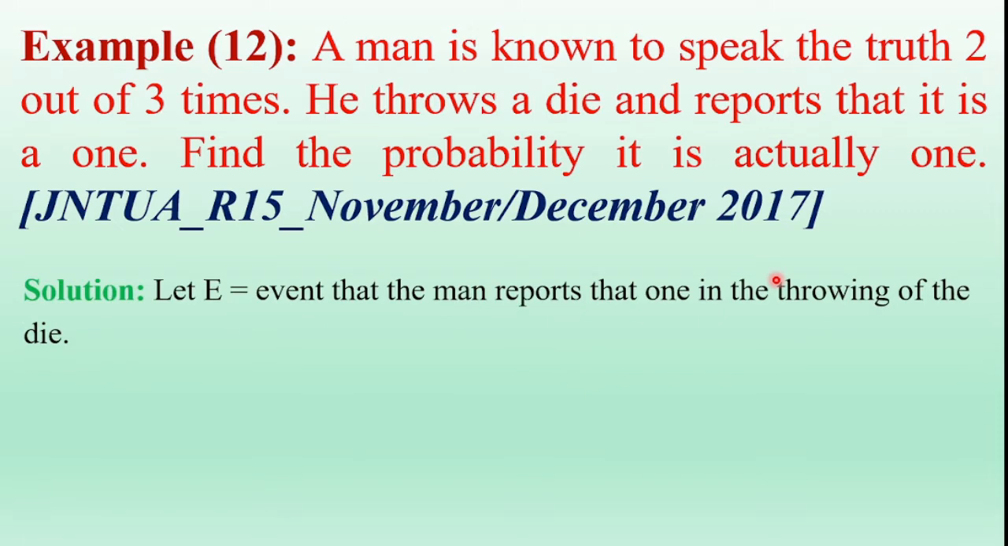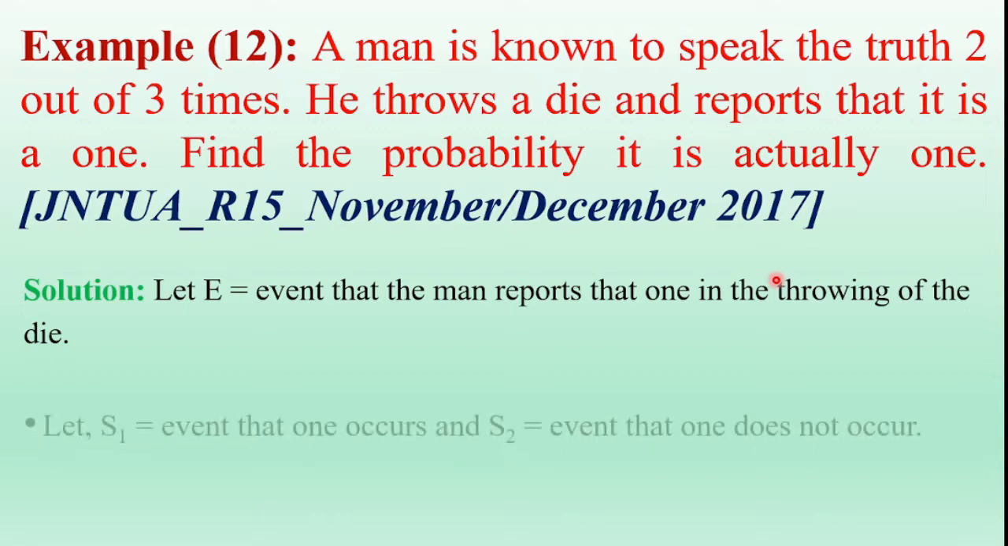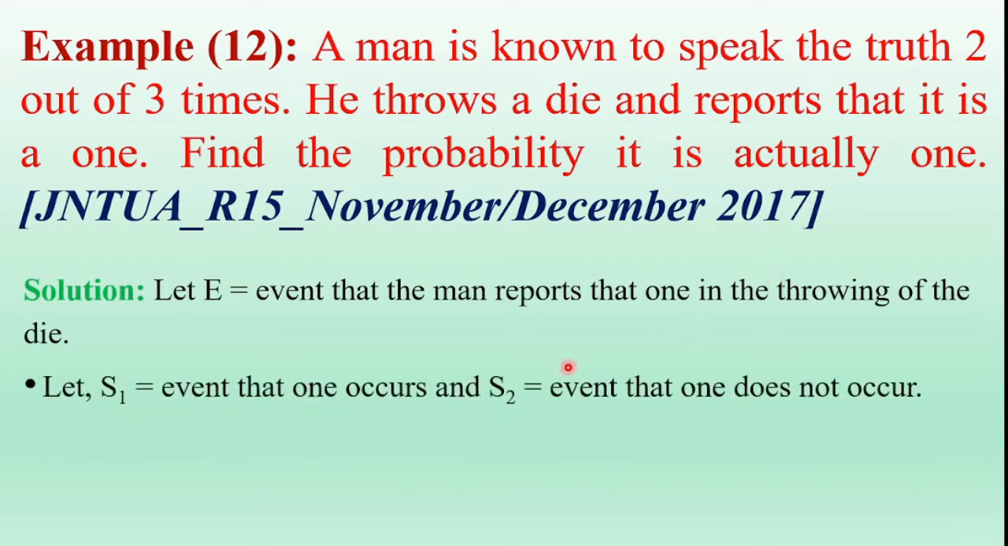Given that a single die is thrown, the event E is considered as the event that the man reports that one occurs in the throwing of the single die, and event S1 is considered as the event that one occurs, and S2 is considered as the event that one does not occur. When throwing a single die, the total outcomes are 6.